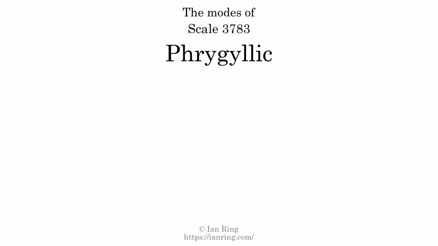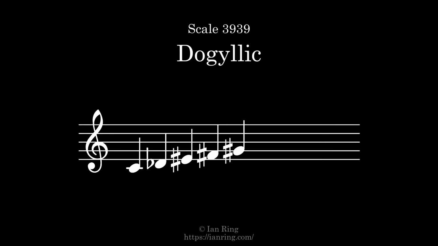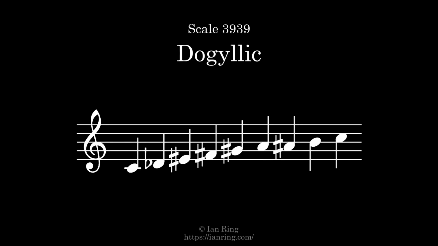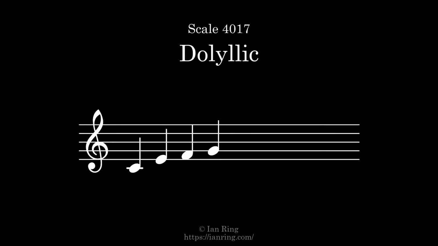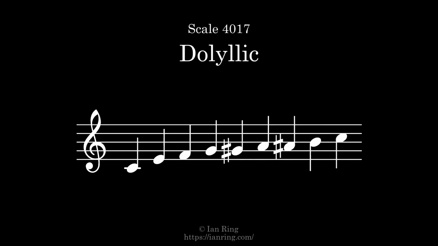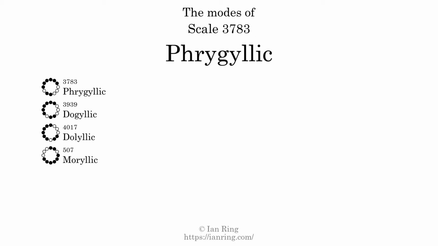This scale has 8 modes. The first mode is itself. The second mode is scale 3939, also known as Phrygyllic. It sounds like this. The third mode is scale 4017, also known as Phrygyllic. It sounds like this. The fourth mode is scale 507, also known as Phrygyllic. It sounds like this.